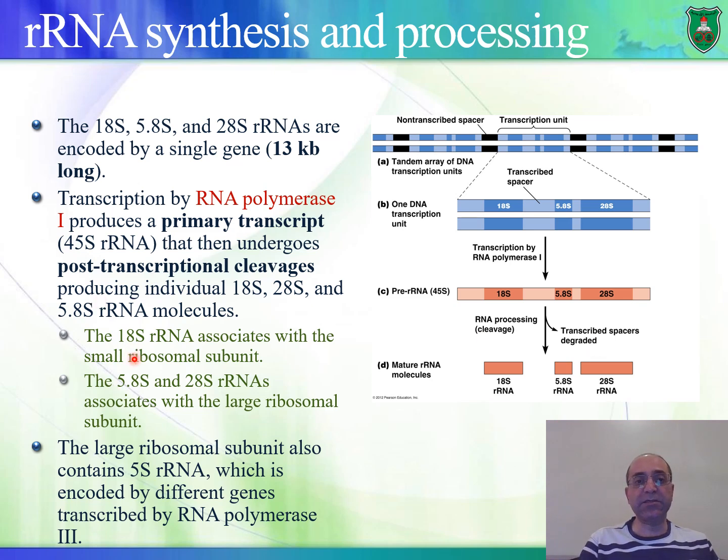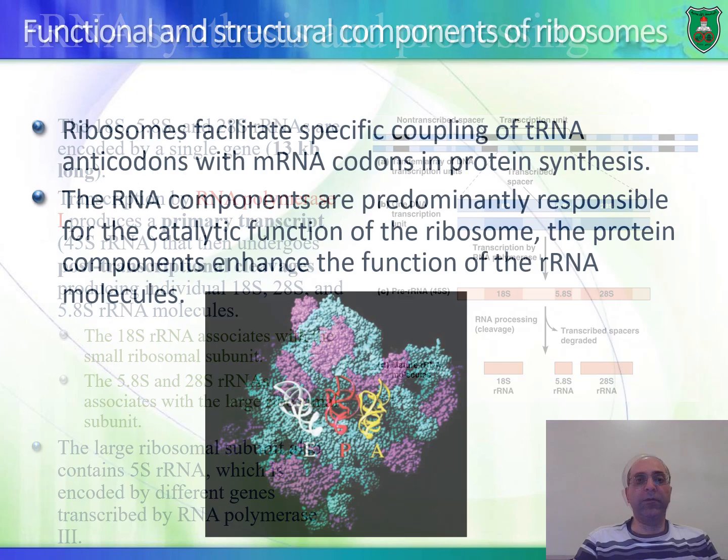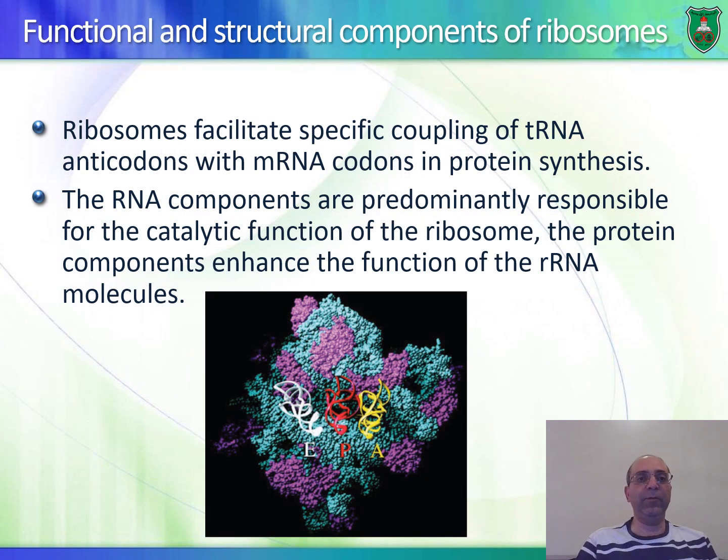Now the 18S is associated with the small ribosomal subunit. Now the 5.8S and the 28S rRNA molecules associate with the large ribosomal subunit. On the other hand, we have the 5S ribosomal RNA, which is produced by a different gene, by RNA polymerase III, and it associates with the large ribosomal subunit as well. Now, as we will see in a few minutes, ribosomes associate with the messenger RNA template as well as the transfer RNA, and you have the initiation of protein synthesis.